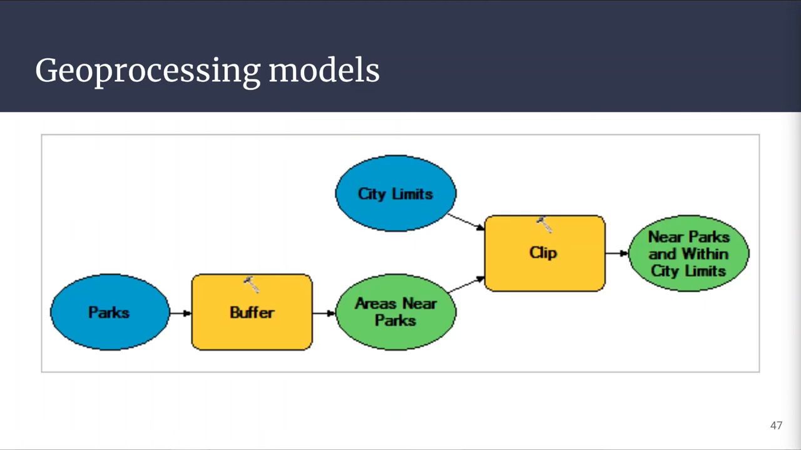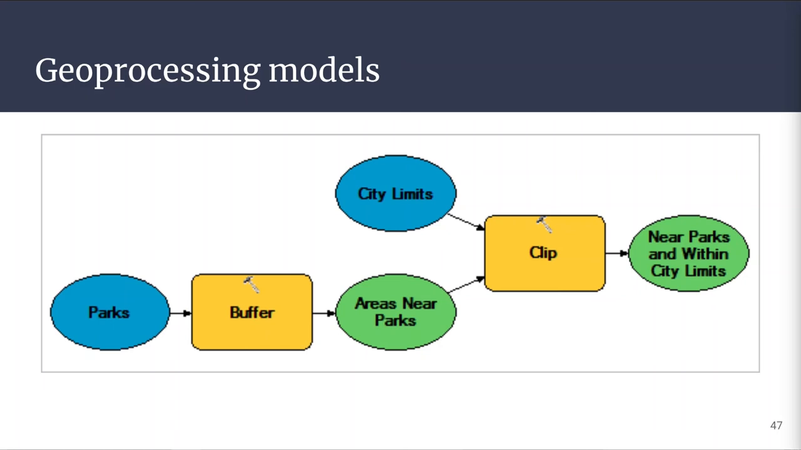All right, so with that basic introduction to why you might want to use ModelBuilder, let's look at a really simple geoprocessing model in ModelBuilder. This one just takes two inputs, city limits and parks. Those are in those blue ovals. If you read the name of the output at the far right, you'll see that the end result will be a layer that shows areas near parks and within city limits.